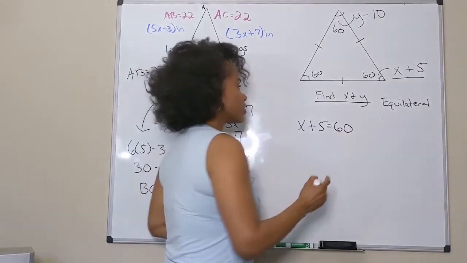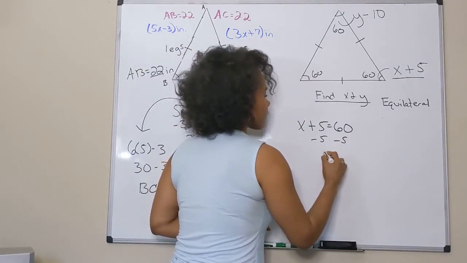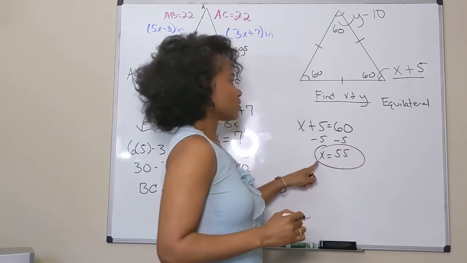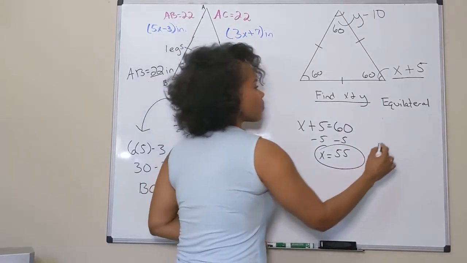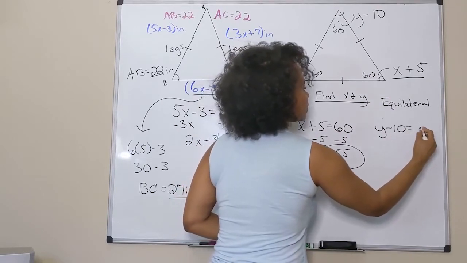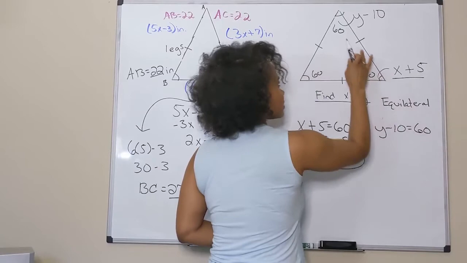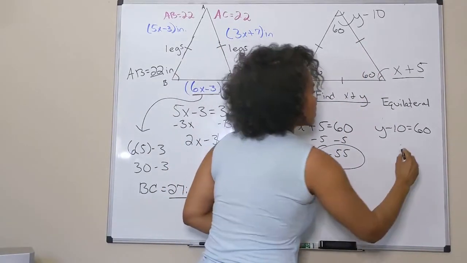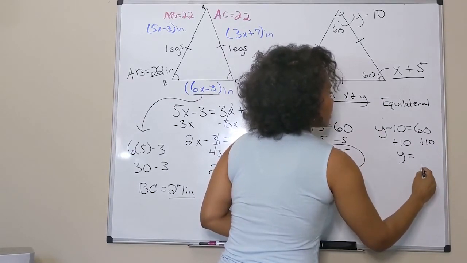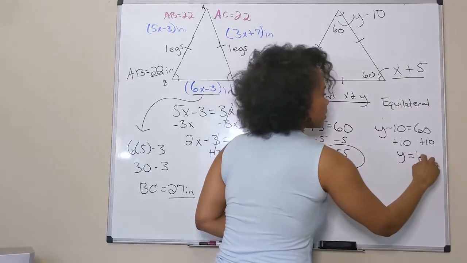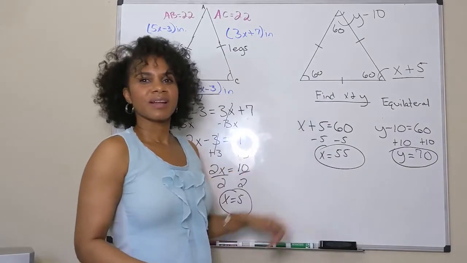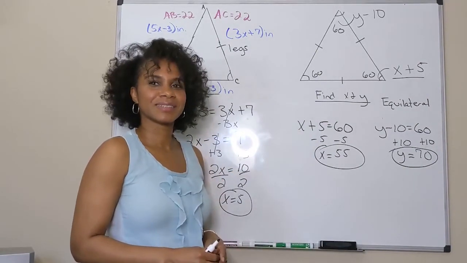So that's a one-step equation. Just subtract 5, and 60 minus 5 is 55. So x is 55, and to find y, we do the same thing, set it equal to 60, and we know that it equals 60 because this is an equilateral triangle once again, and all angles are also equal or congruent. And so we add 10, one-step equation. So y equals 70. And so we've analyzed this equilateral triangle.